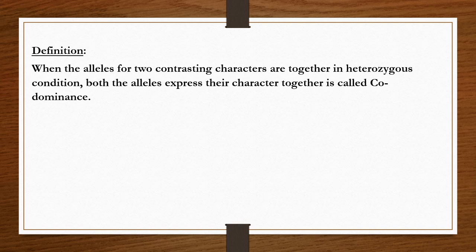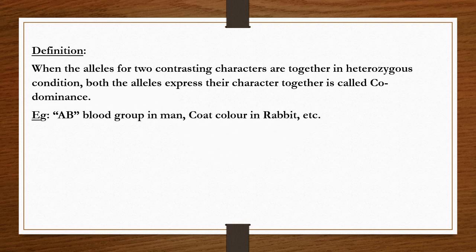But in codominance, in the heterozygous condition, in dissimilar factors, both factors express their character. Then it is called codominance. Examples: AB blood group in man, and coat color in rabbit.